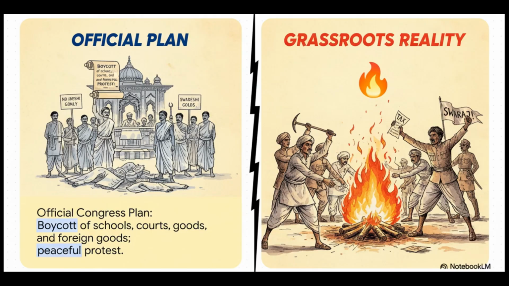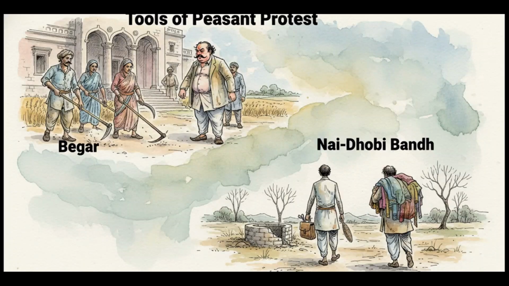For peasants, non-cooperation meant an immediate end to paying taxes and rent. It was a direct challenge to the power of landlords and the police. In some villages, people just went ahead and declared that Swaraj was already here. And they used their own powerful, age-old forms of protest.